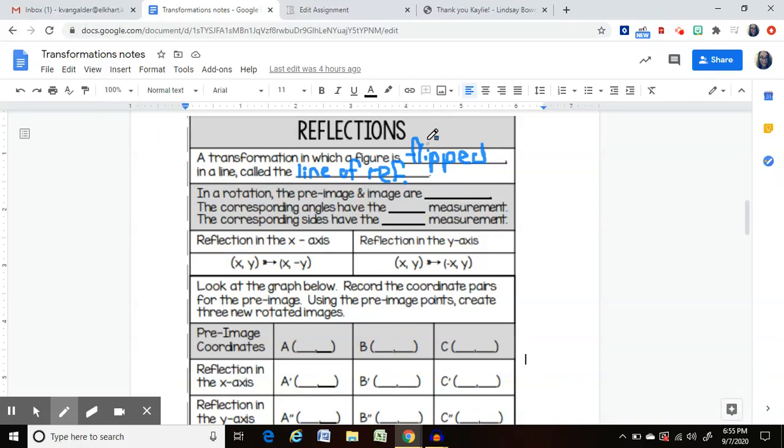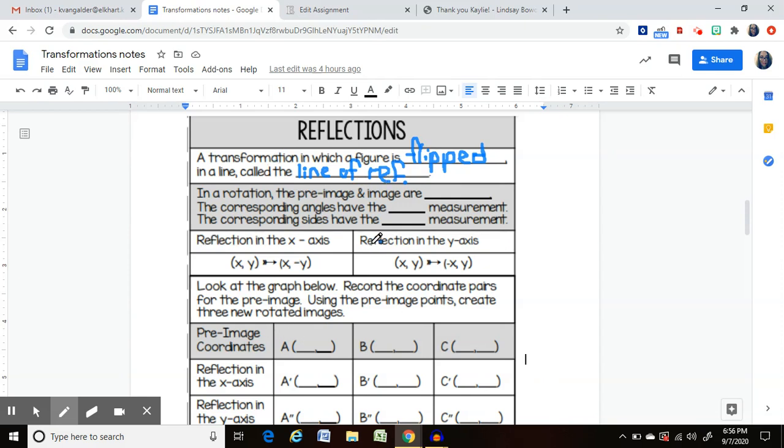All right, so we're going to talk about reflections now. A reflection is exactly that. It's like a mirror image, a reflection. So it gets flipped over an axis or a line called the line of reflection.